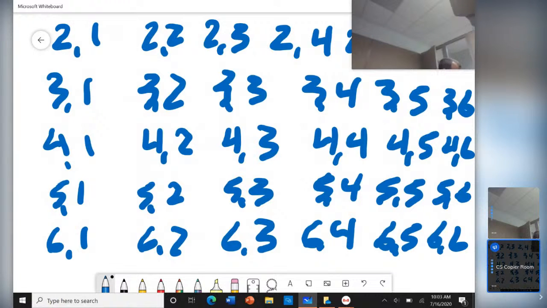So if you count them all up, I think there's 36. 1, 2, 3, 4, 5, 6. Yep, so 36. Because there's 2 dice, each with 6 numbers. So total combinations would be 36.